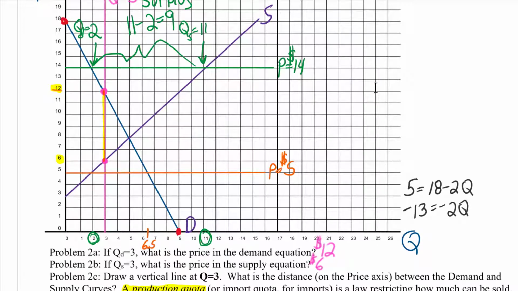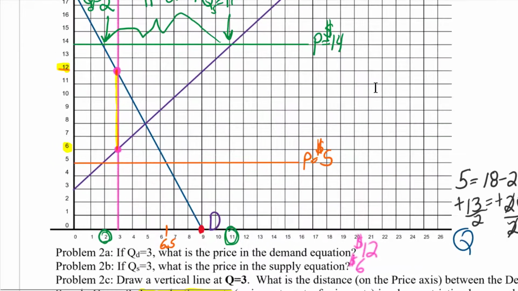We can multiply both sides by minus 1, divide both sides by 2, and those will cancel, and we're going to get Q equals 13 over 2, or 6.5. So it is as it seems here, 6.5 units. So people would want to buy 6.5 units.